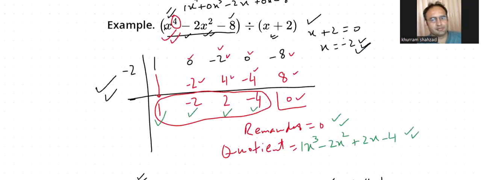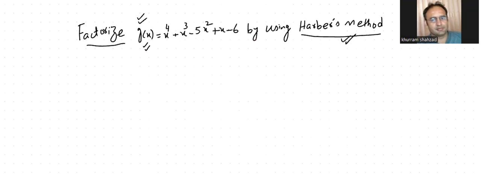This is -2. So this -2 was available with us in that example because we were dividing the polynomial by x plus 2 and we set x plus 2 equal to 0 and found x is equal to -2. So we could initiate Horner's method in that example. But in today's case, this number is not available with us with which we can initiate Horner's method. So how can we do this?